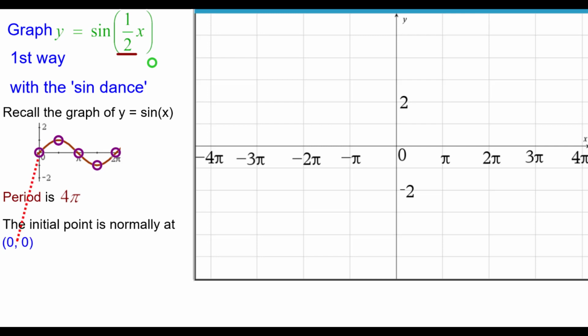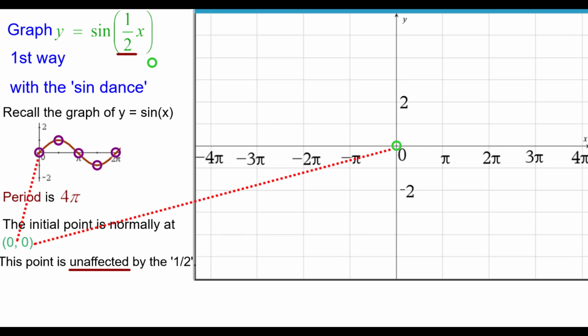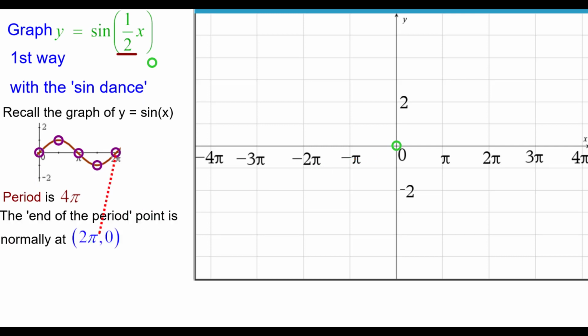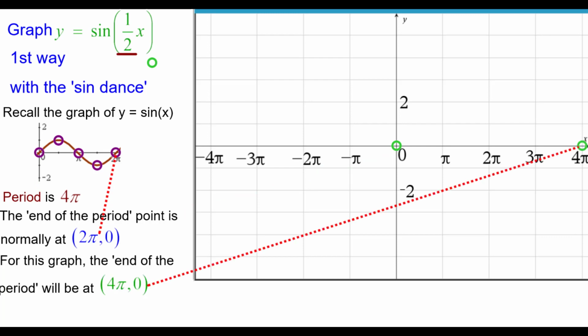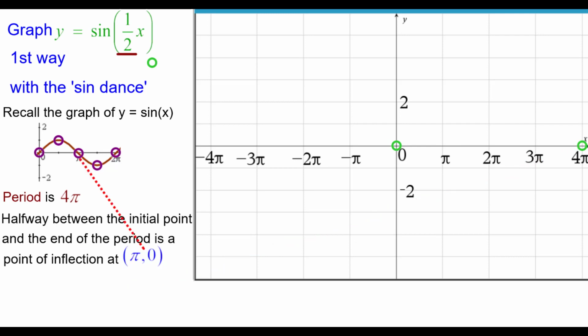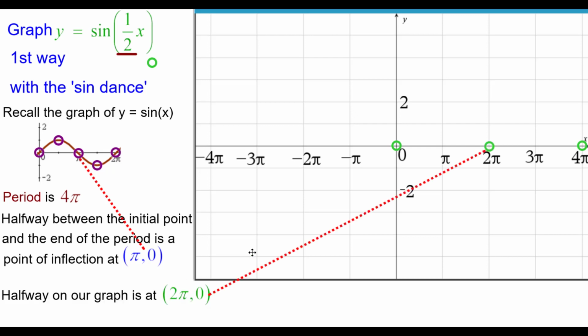The initial point on the sine graph is at the origin, 0, 0, and that point is unaffected by the 1/2 coefficient, so we'll plot at 0, 0. We look at the end of the period point. It's a point of inflection at 2 pi, 0. But remember, our period is 4 pi, so the end of our first period is going to be at 4 pi, 0. Halfway between the initial point and the end of the period is another point of inflection, normally at pi, 0. Halfway on our graph, though, it's at 2 pi, 0.